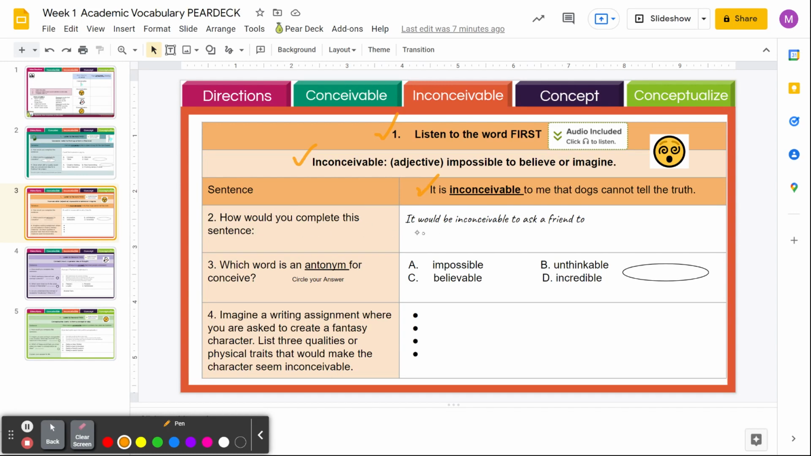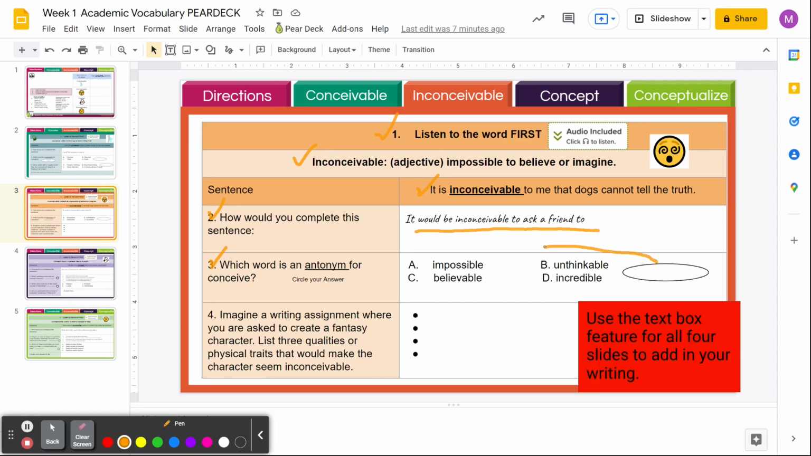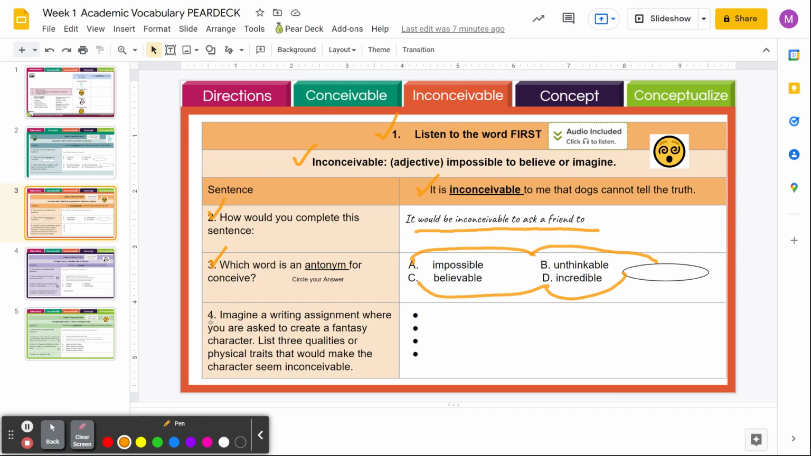You'll be completing this sentence. It would be inconceivable to ask a friend to, and then continue that sentence. And then following a similar process to the last slide, which word is an antonym for the word conceive? So take this circle and drag it to the one that you believe is the best answer to that question.